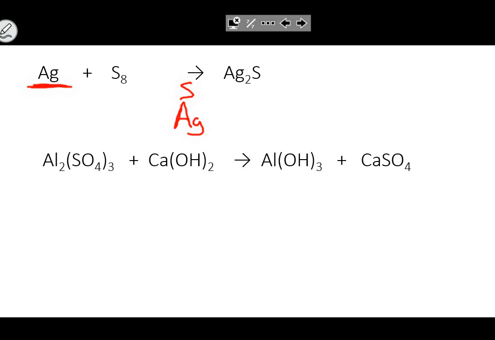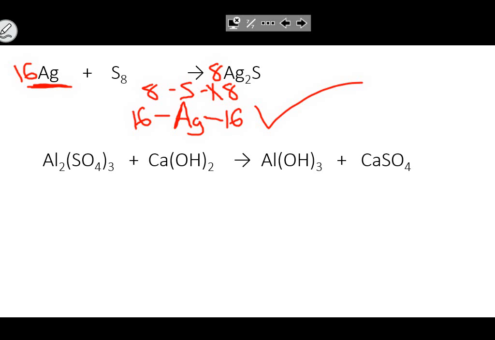It's easy to balance. We got 8 over here. I got 1. So we'll put 8 up here. That makes that 8. So now we have 16 silvers. 16 there. Everything's balanced. So we got 16 silver plus sulfur 8 go to make 8 silver sulfide.